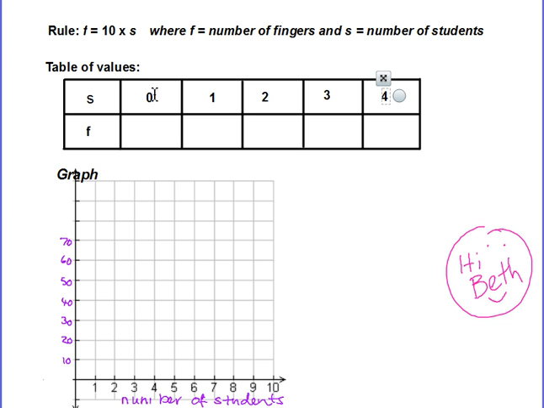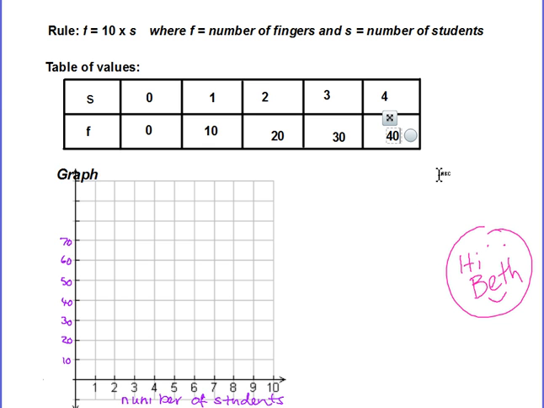So when there's 0 students in the room, 0 times 10 is 0, so there are 0 fingers in the room. Assuming that there's no fingers lying about in cupboards, but we'll get to that later. If there's 1 student in the room, then there are 10 fingers in the room. 1 times 10 is 10. If there's 2 students, then there's 20. If there's 3 students, then there's 30. If there's 4 students, then there's 40 fingers.